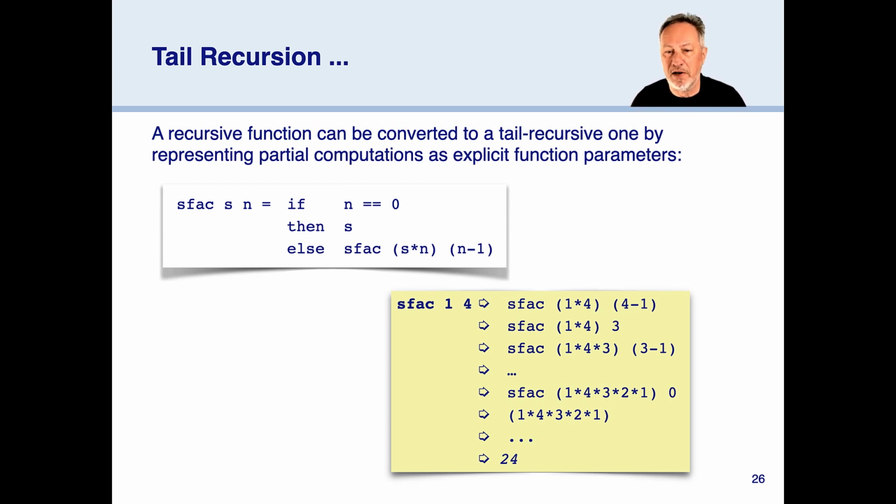So now to compute the factorial of 4, we'll call sfac of 1 and 4, initializing this product. By the recursive calls, we can see that eventually we're going to return the initial value of the product times 4 times 3 times 2 times 1, which evaluates to 24. And this is completely tail recursive because the last thing that we do is call sfac. Notice we either return S or we return sfac of S times n, n minus 1. So the last thing that's done is the recursive call. That's the tail recursive function.